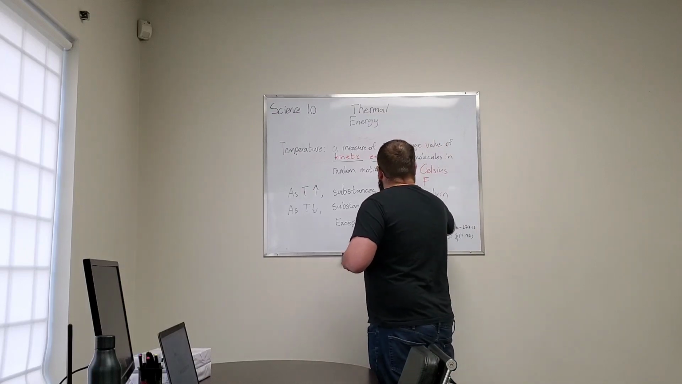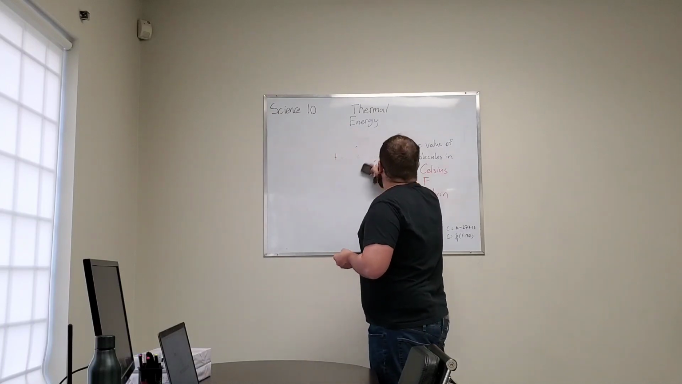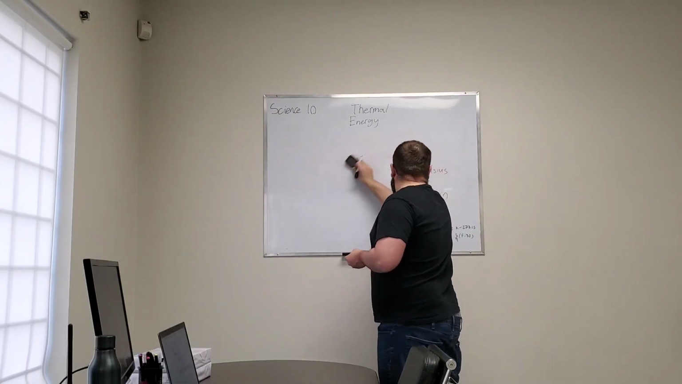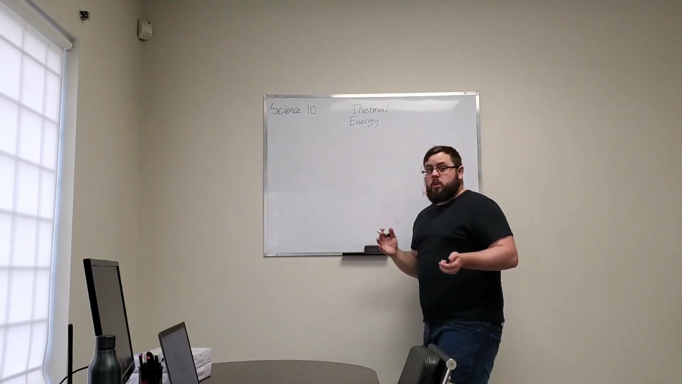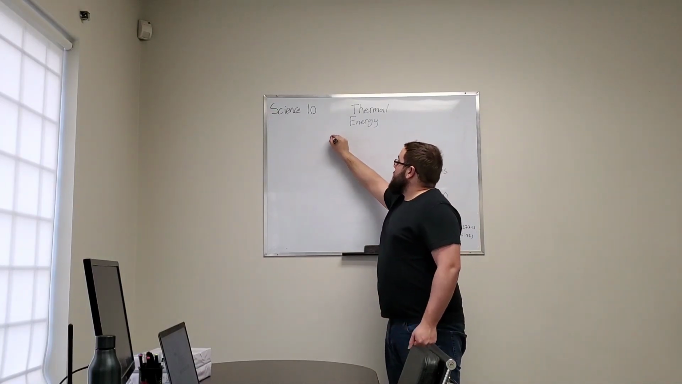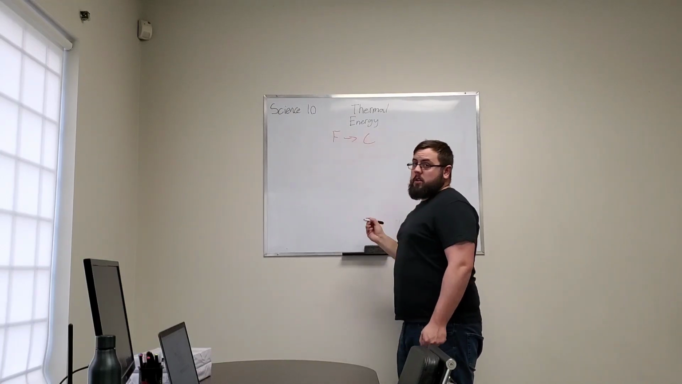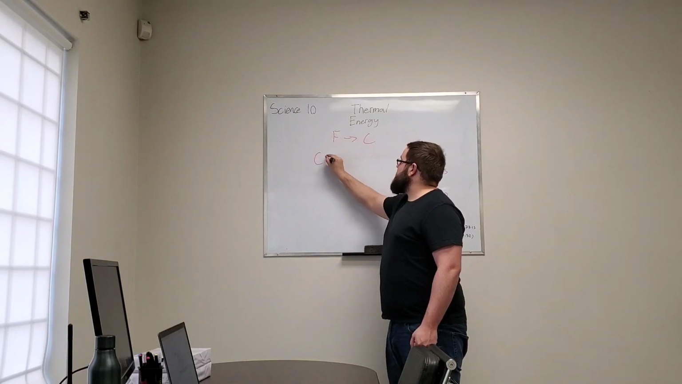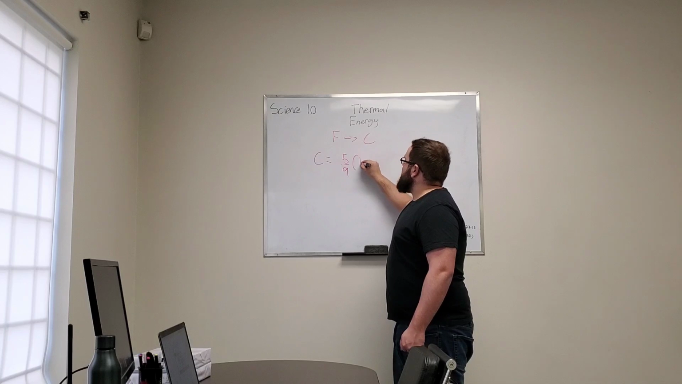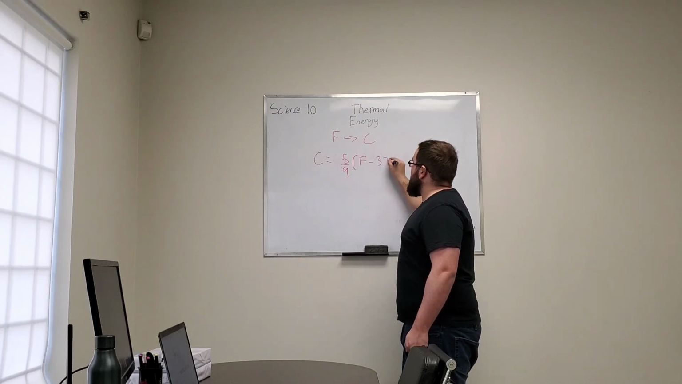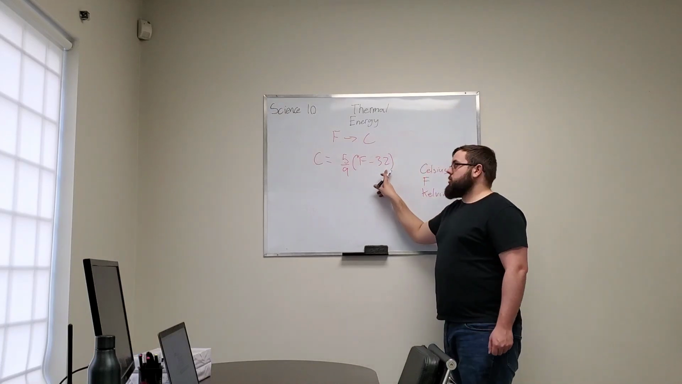So when we have any sort of information that is given to us in Fahrenheit, we're going to use this formula here. This formula says, if we want to go from Fahrenheit to Celsius, Celsius equals 5/9 times (F minus 32), where F is the Fahrenheit temperature in degrees.